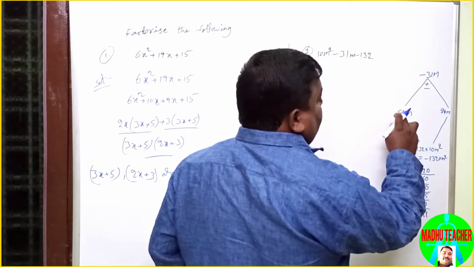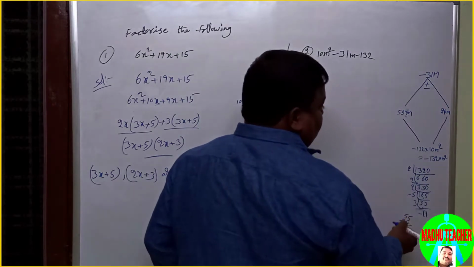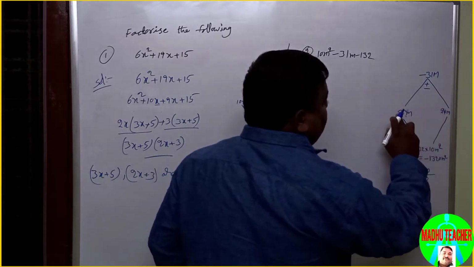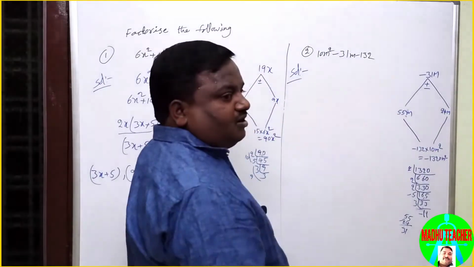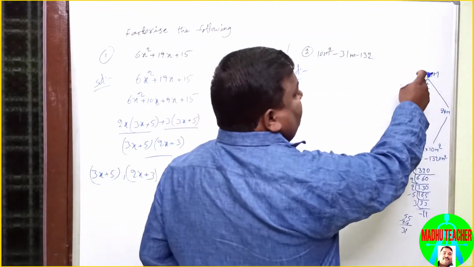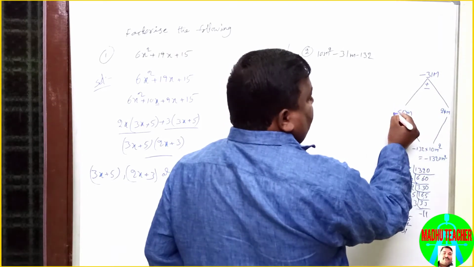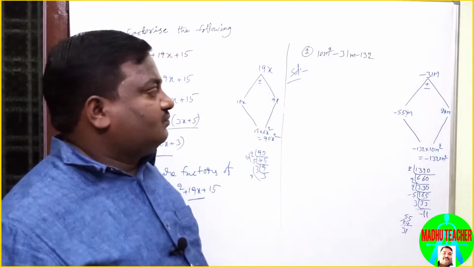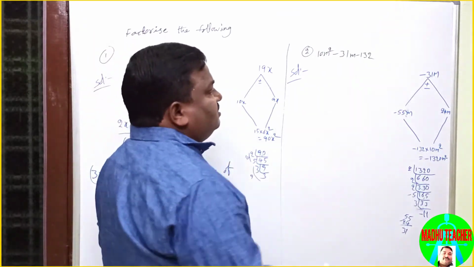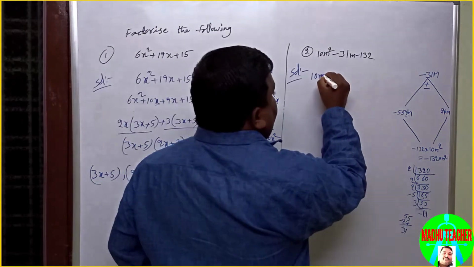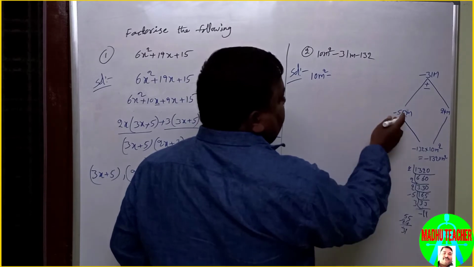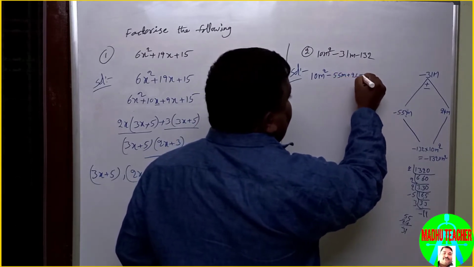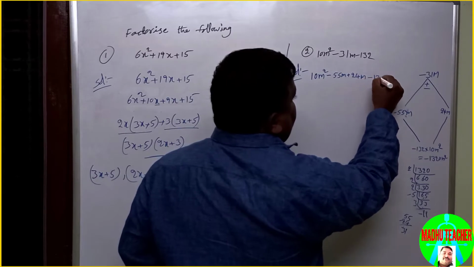So what we are doing here? Subtraction. So to subtract, you have to put minus to any one of the two, but we need minus here, so put minus to the bigger one, that is 55. So that is 10m square minus 55m plus 24m minus 132.